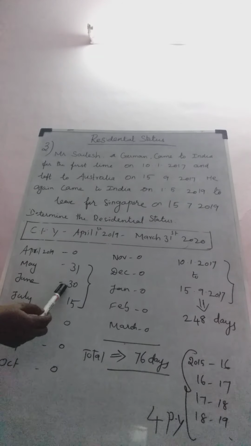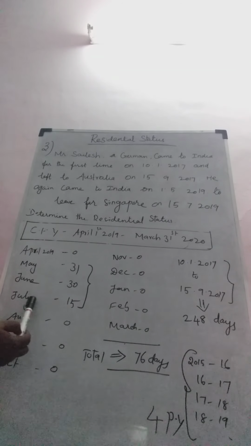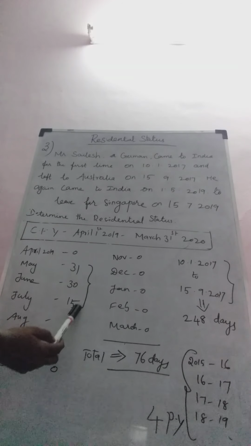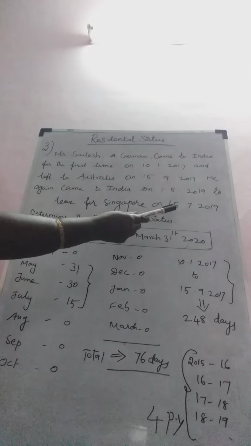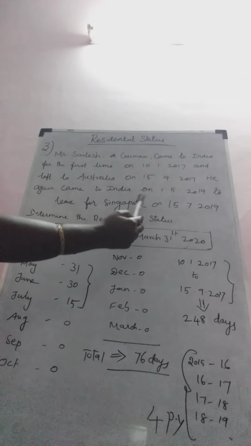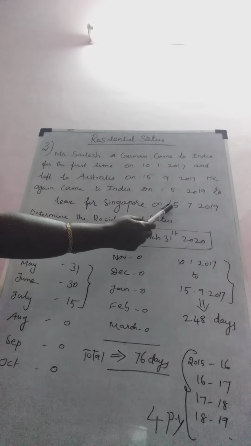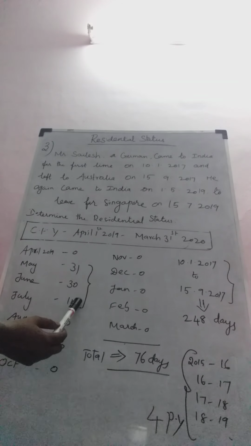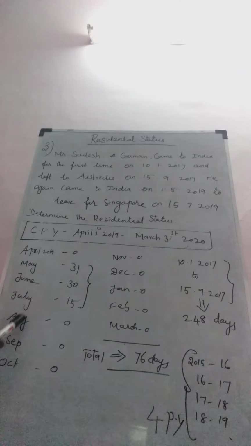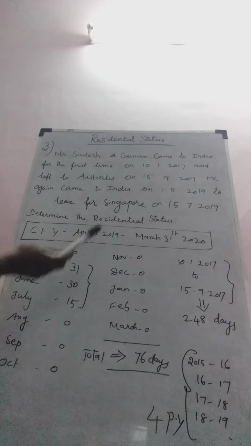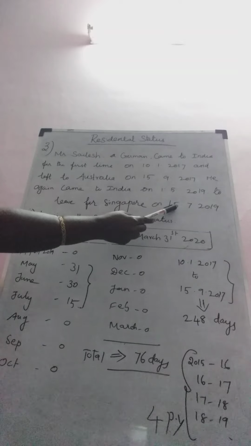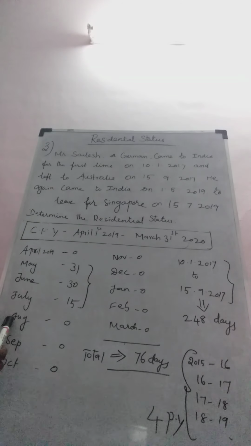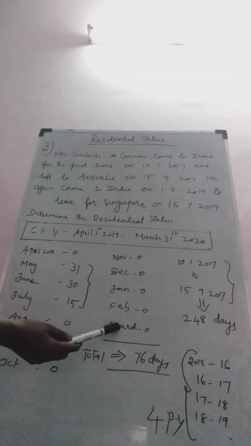And in the month of June, he was in India. And in the month of July, up to 15 days he was in India. On 15th he left India and went to Singapore. So the day when he left India should also be taken as a day he resided in India. Then in the month of August, as I already told, he went to Singapore on 15/7/2019. So August 0, September 0, October 0. So up to March he was not in India.